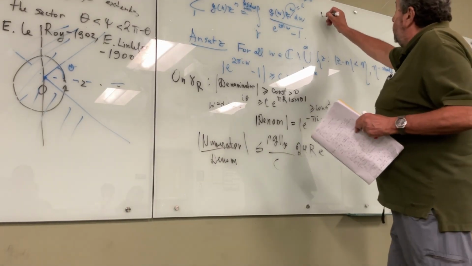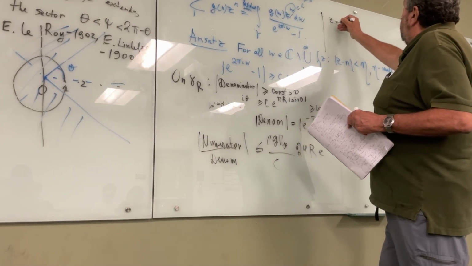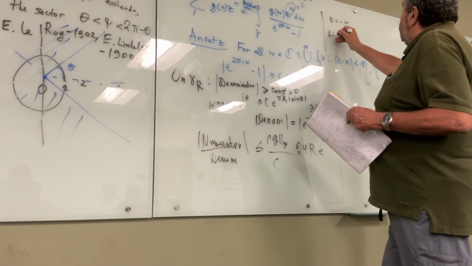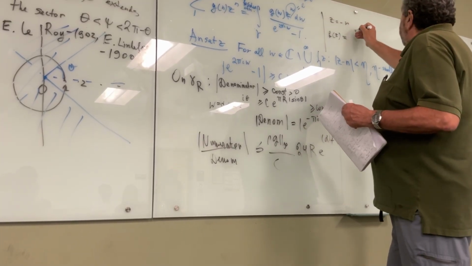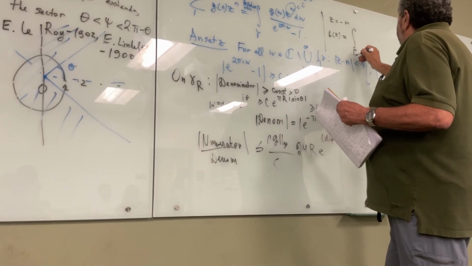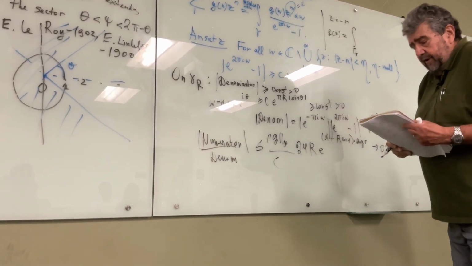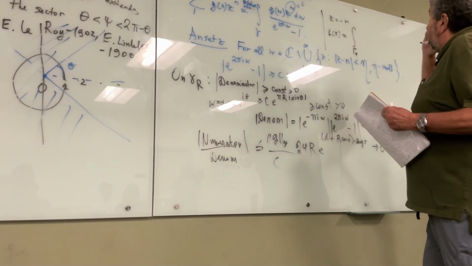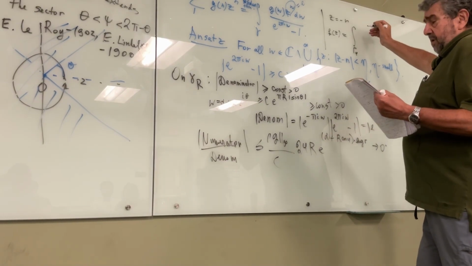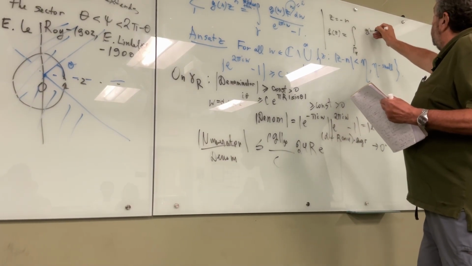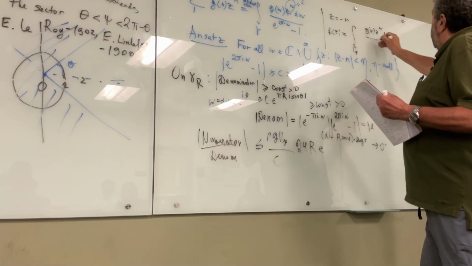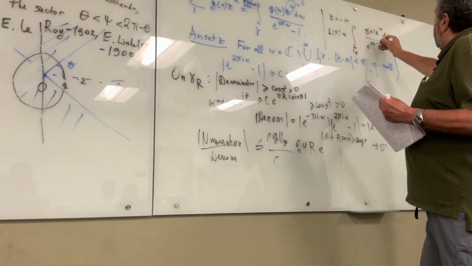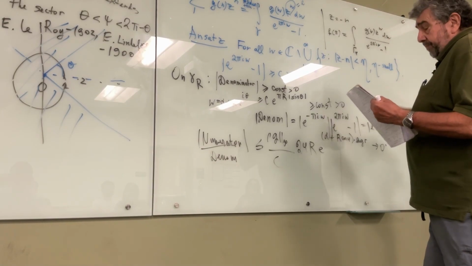So our f of z, for z equal to minus r, f of z, you better agree, is the integral over the side length of the angle, g of w, z to the w, dw, over e to the 2 pi i w minus 1.